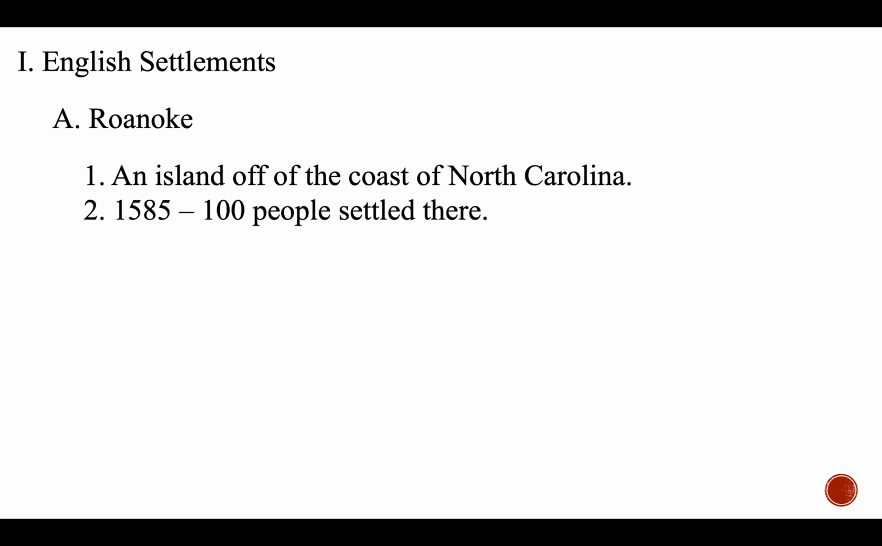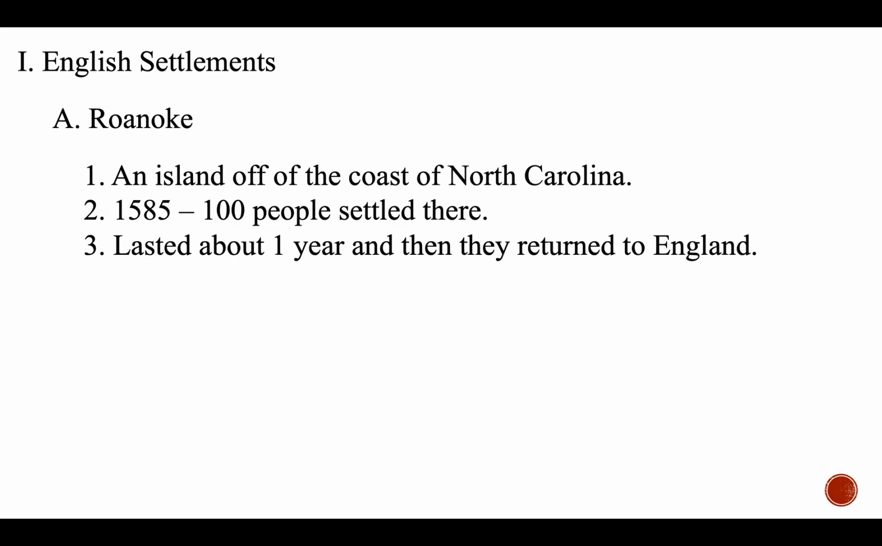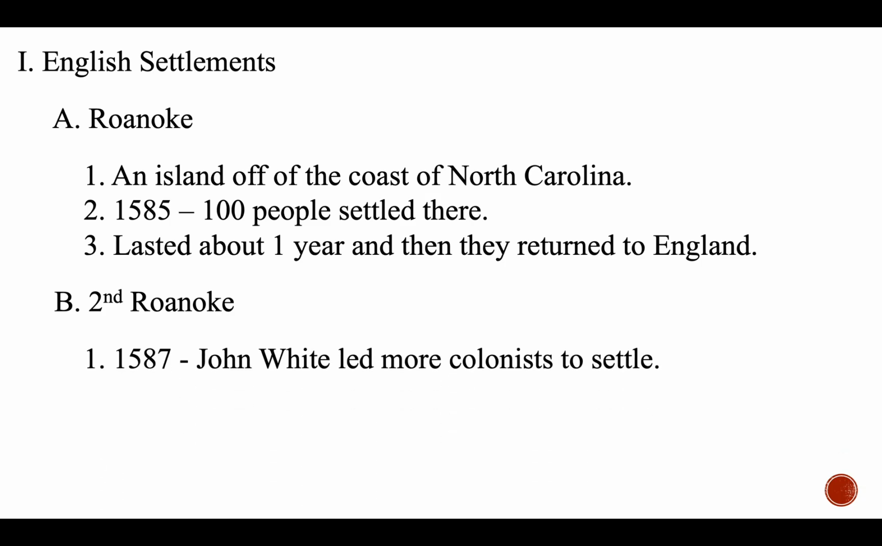And in 1585, 100 people crossed the Atlantic from Great Britain to settle there. All right. This attempt failed. They lasted about a year, and then they decided to return to England. So Roanoke one, failure. They tried again at Roanoke. This time, 1587, a man named John White would lead the colonists to Roanoke, and they would settle there.